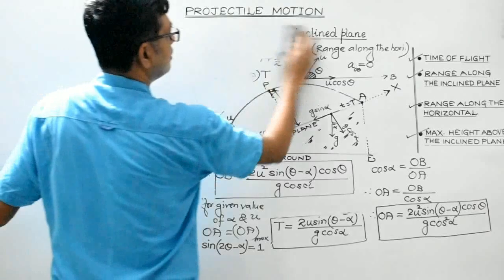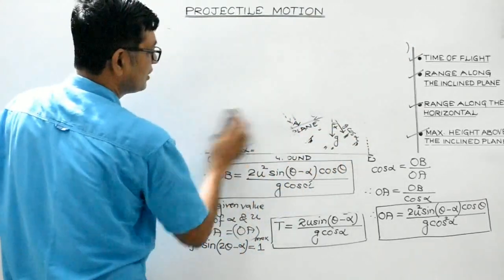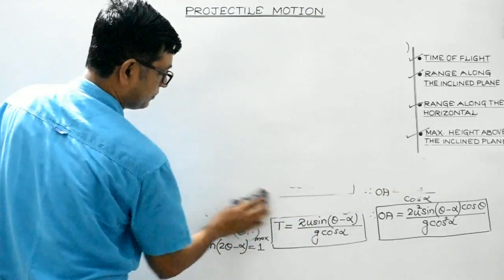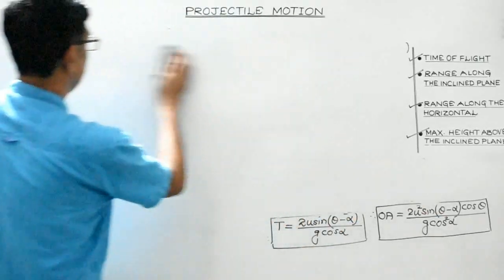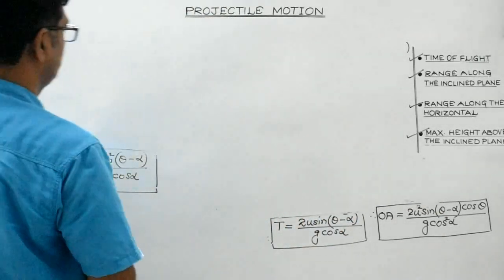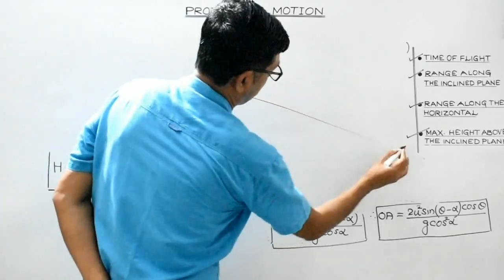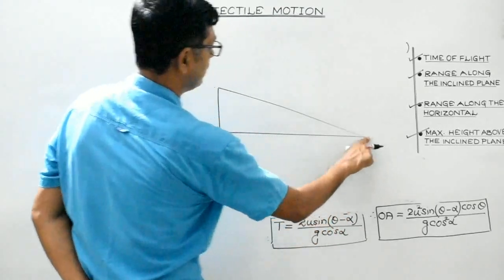I will explain what I have told you right now. This was the case of projectile motion up an inclined plane. Now what we need to do is, suppose this is the case. This is an inclined plane. Let us consider this to be an inclined plane.